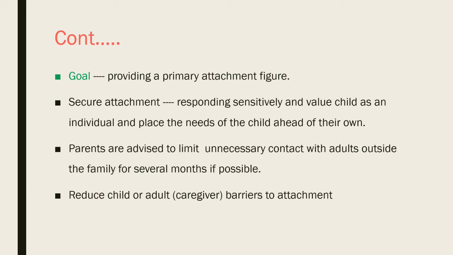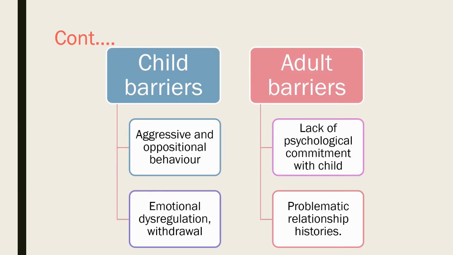Parents are advised to limit unnecessary contact with adults outside the family for several months if possible, and to reduce child or adult barriers to attachment. Child barriers include aggressive and oppositional behavior, emotional dysregulation, or withdrawal. Adult barriers include lack of psychological commitment to the child and problematic relationship history.